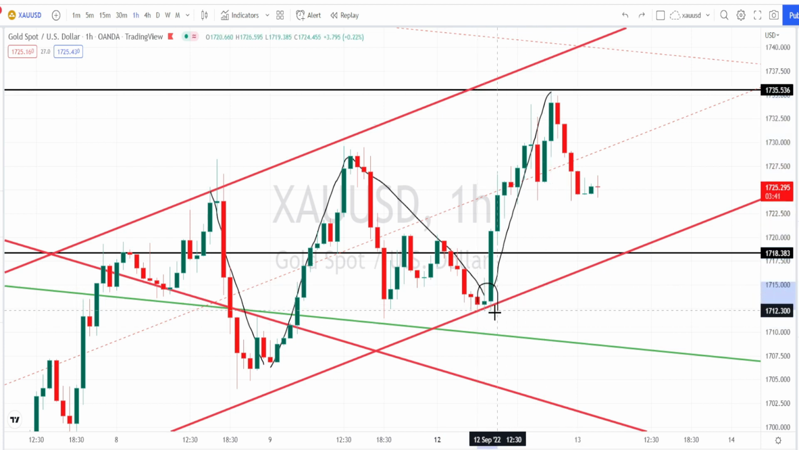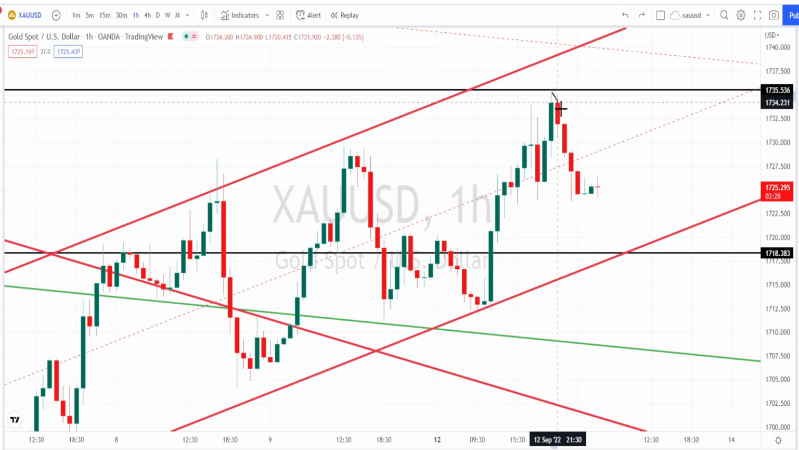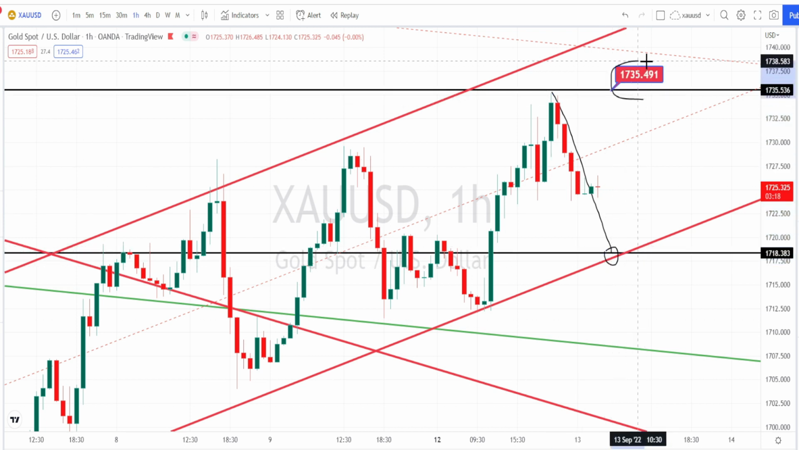Previously, the price action had taken support on the bullish channel pattern support line. Currently, we are noticing the price action to bounce back from the daily time frame resistance level of 1735. And if the bearish trend continues, we can expect the price action to take support on the higher time frame support level of 1718.